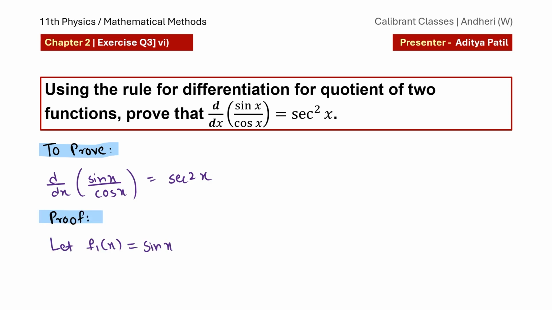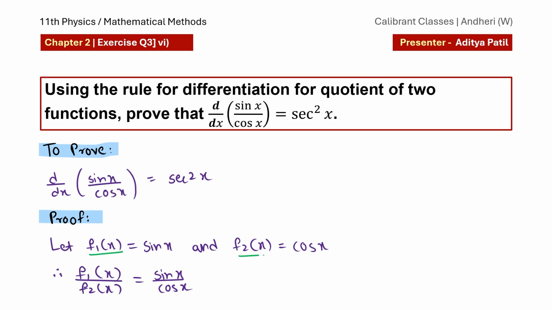First, let us define a function f1 of x, which we denote as sin x. Then we assume we have another function, f2 of x, and let this function be cos x. If we divide function f1 of x by f2 of x, we get the resulting function as sin x upon cos x. Okay, and why did we do that?